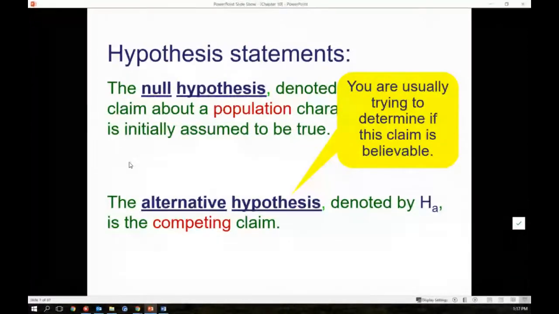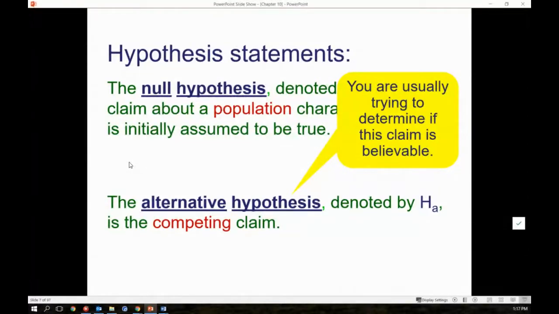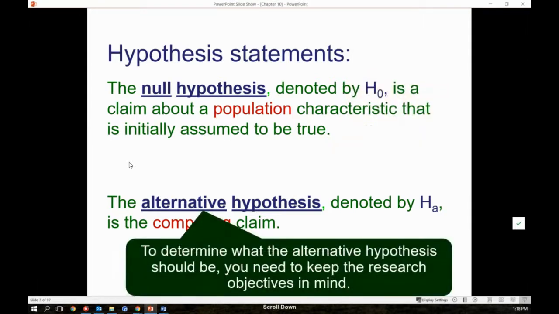So usually we're trying to determine if the alternative is believable. So we start with the null, yes, but what we're really wanting is to show that the alternative is the believable claim. So to determine what the alternative hypothesis should be, we need to keep our research objectives in mind.